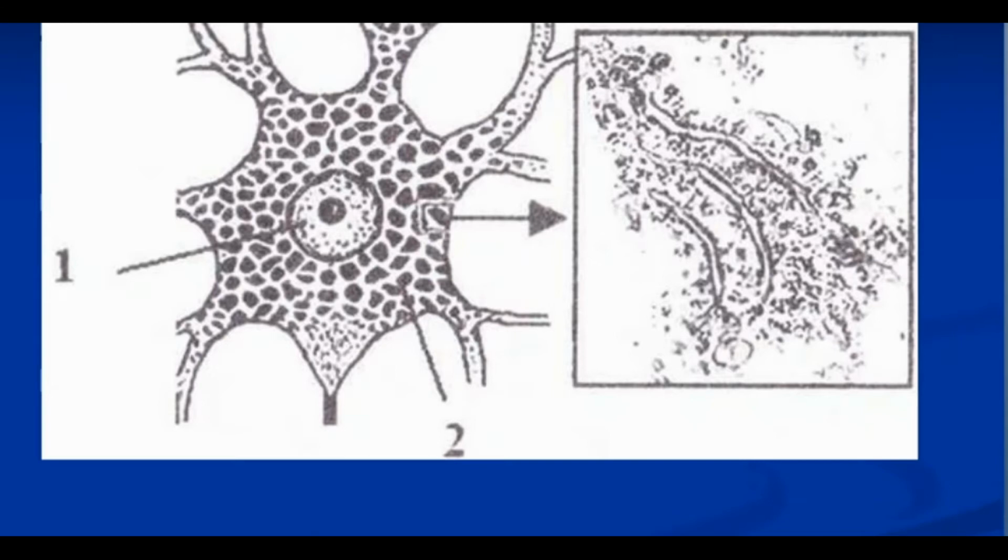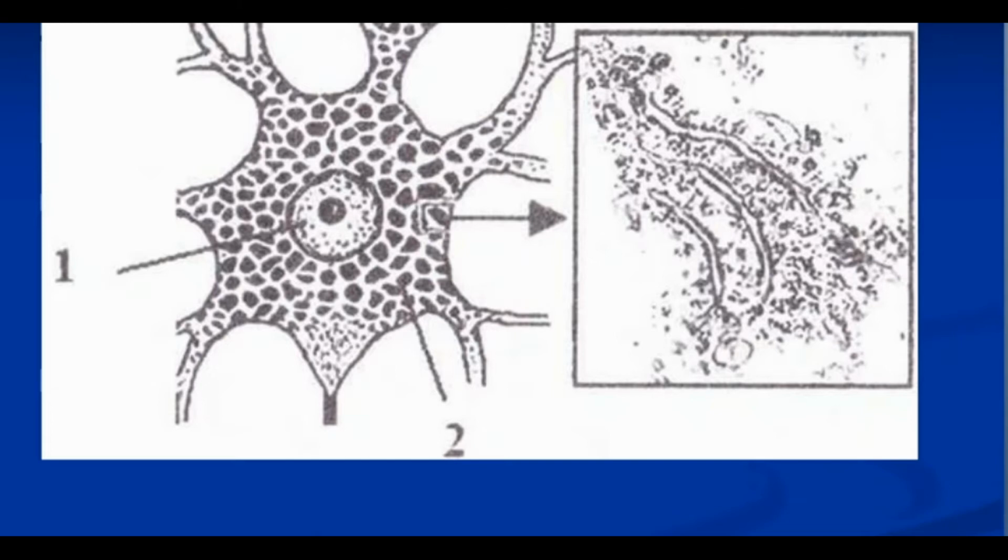specialized in generating and conducting nerve impulses to other cells: nerve, muscle, and gland cells. All axons originate from a short pyramidal-shaped region, the axon hillock.